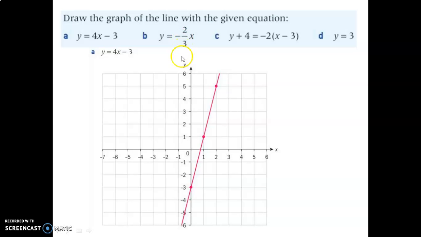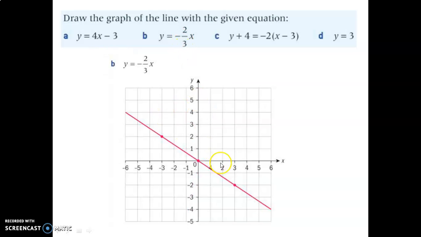Okay, next one. That one looks like this. It has a negative slope, down 2 over 3, down 2 over 3. We see that slope. And it has no value here, meaning there's a y-intercept of 0, and that's why it crosses right here. Next one.